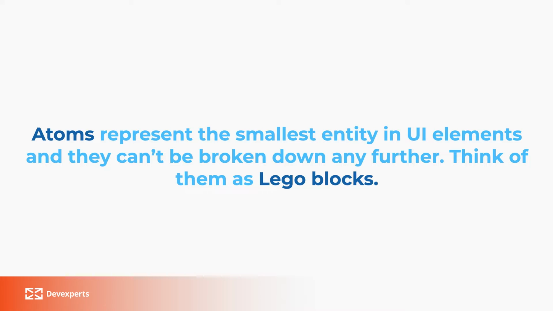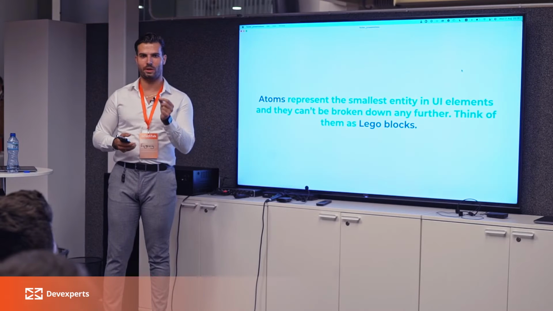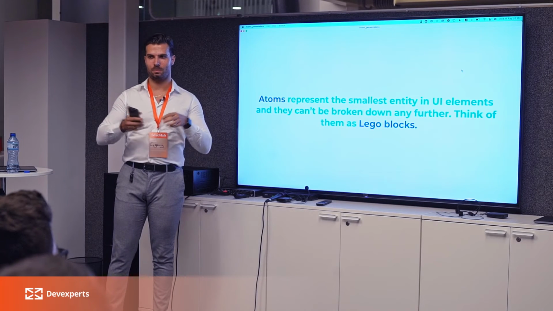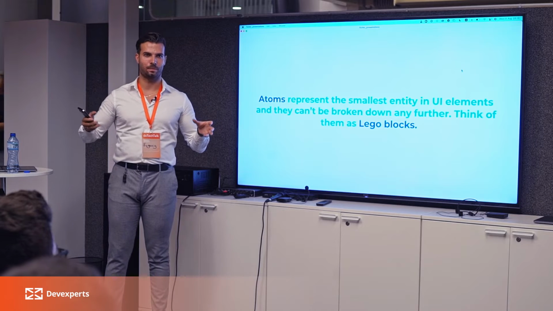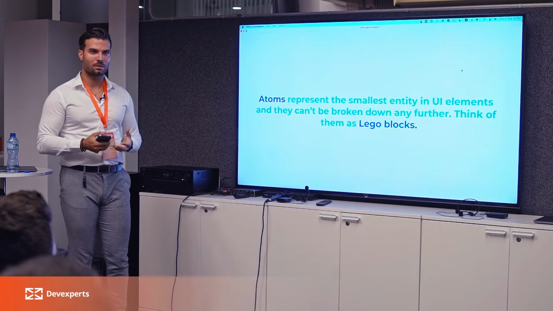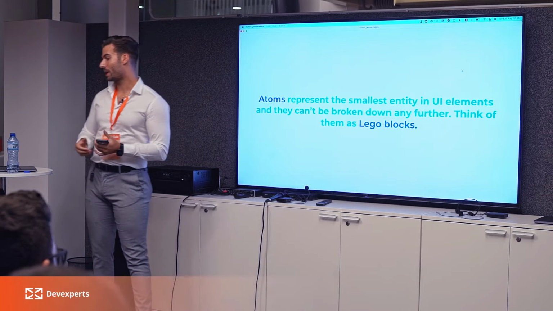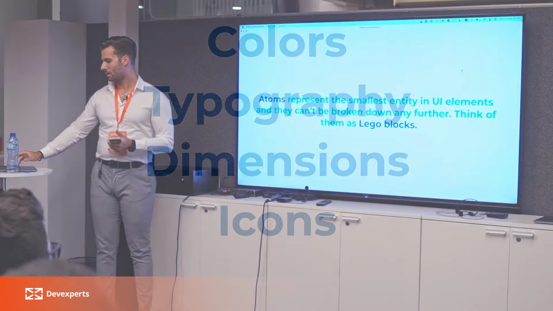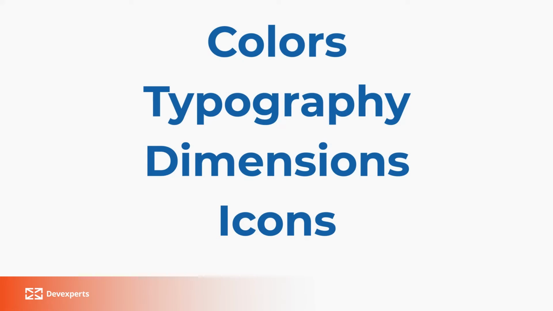So what are the atoms? Atoms, we can think of those as Lego blocks. Can you break a Lego block? No. The Lego block is the smallest part that builds other things, right? So basically, these are the atoms. And how do we implement atoms in the design systems? Actually, what are the atoms first in the design system implemented by us in Flutter? Well, obviously, the atoms are the smallest parts. You cannot break them anymore. So this can be colors, typography, dimensions, and icons.